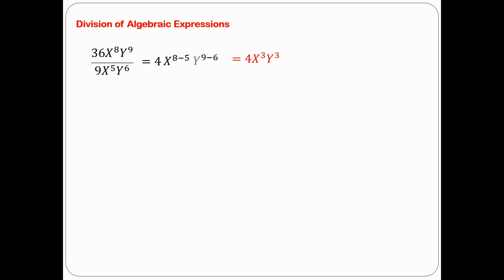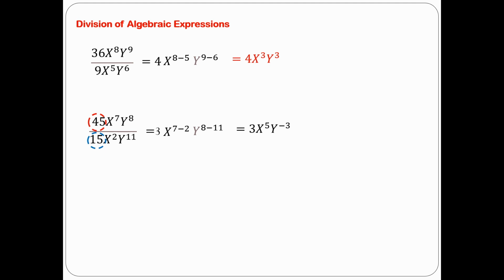Let's try another example. Let's say we have 45x to the 7, y to the 8 over 15x squared, y to the 11. Doing the same thing as in our first example, we are going to have 45 divided by 15 is equal to 3. Then for the x variable, we have x to the 7 minus 2. And for the y variable, we have y to the 8 minus 11. So our final answer is 3x to the 5th, y to the negative 3.